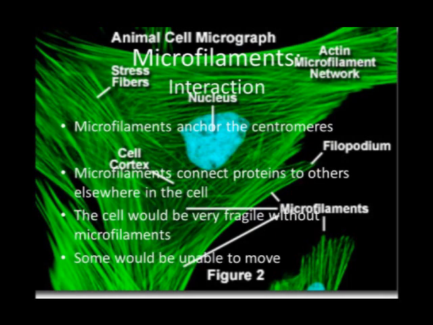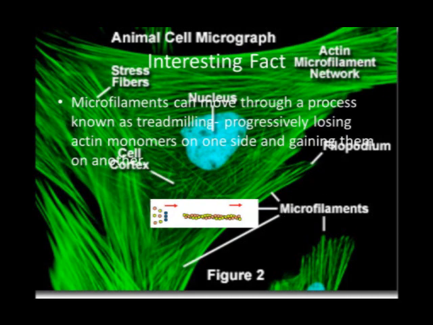Microfilaments and their interaction with other parts of the cell. During mitosis, microfilaments anchor the centromeres, causing stability and allowing the cell to split. Microfilaments also interact with the proteins by allowing them to connect to others elsewhere in the cell. The cell would be very fragile without microfilaments, and some, such as white blood cells and certain amoeba, would be unable to move without the help of microfilaments.